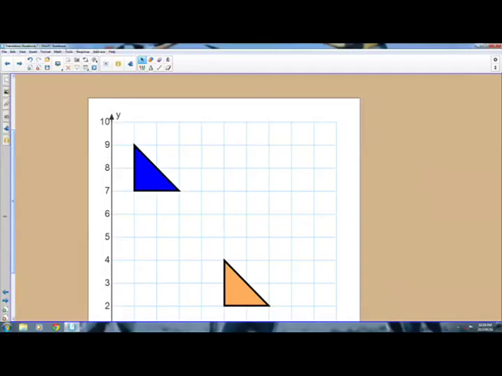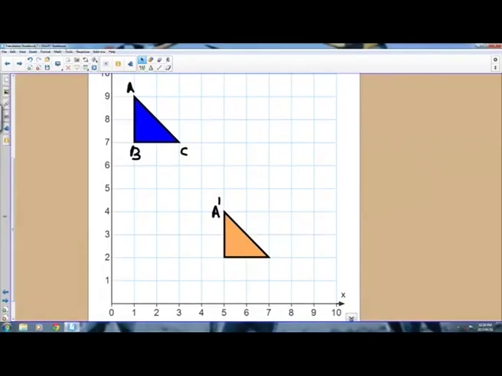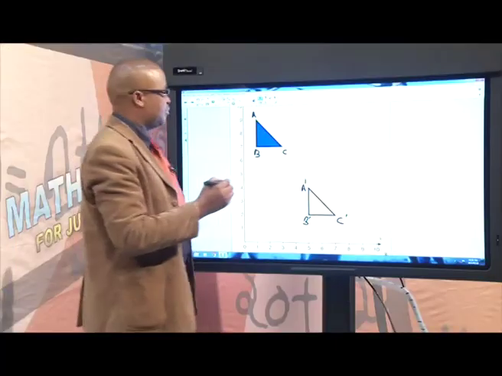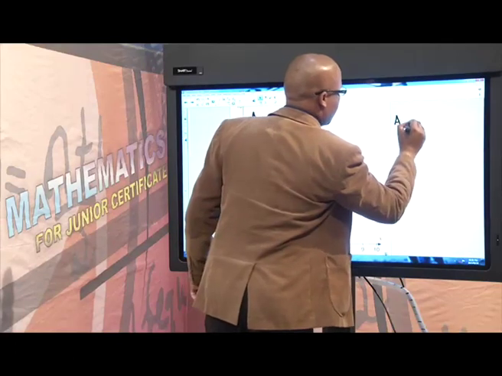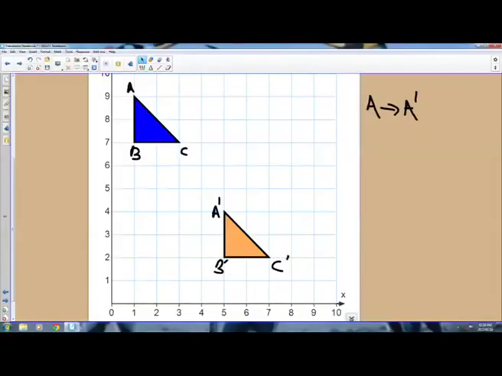For the sake of simple explanation, let me call this vertex here A, this one B, and then let us have C here. Then we will have the image of A here, which I call A prime to indicate that it is the image of A. And then this one will be B prime. This is C prime. This is simply saying A has been mapped onto A prime. That is the image of A, it's A prime. And then the image of B is B prime. The image of C gives us C prime.